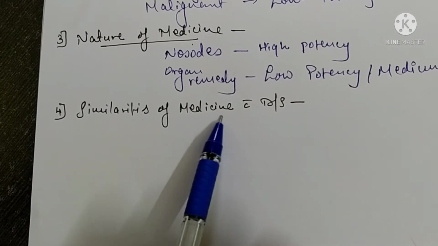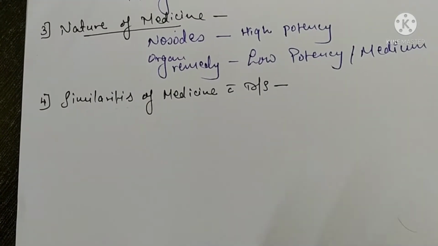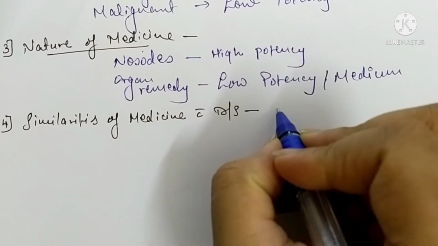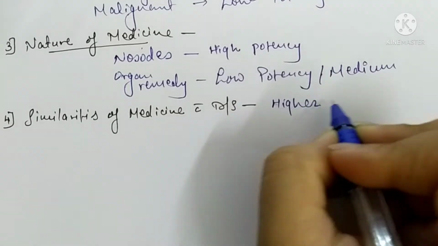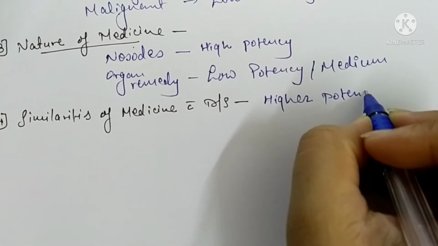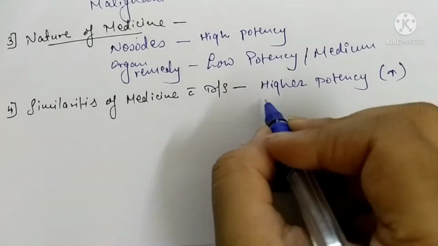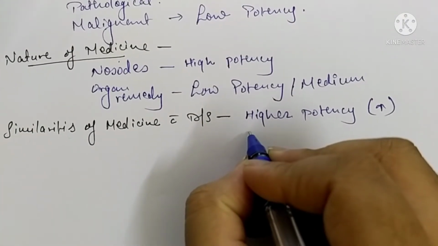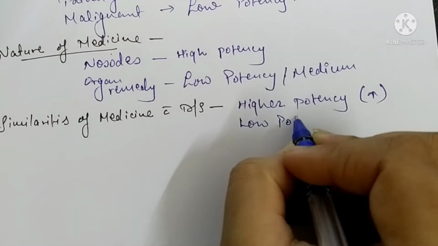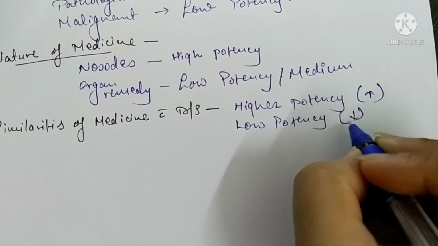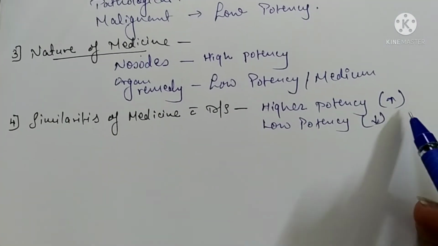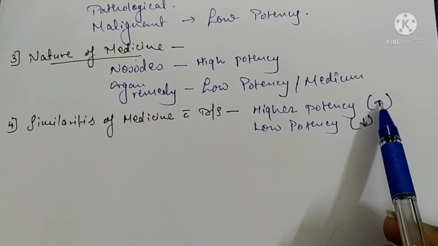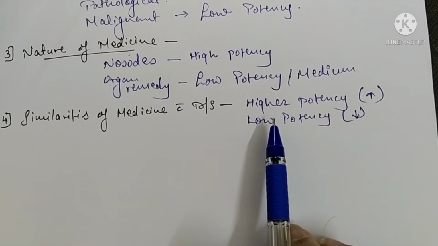Now, similarity of the medicine with the disease: if the pathology of a medicine is similar to the disease pathology, then you have to give the higher potency. And if the disease similarities are not matching with the medicine similarities, then you will give the lower potency. The arrow in the bracket denotes the similarity of the medicine with the disease. If the similarity is higher, the potency is higher; if the similarity is lower, the potency is lower. That's simple.